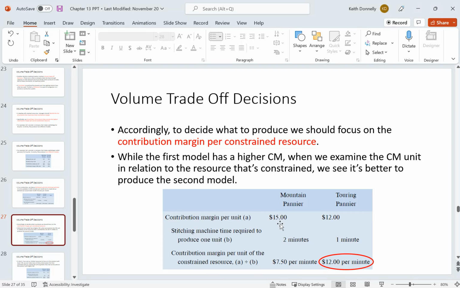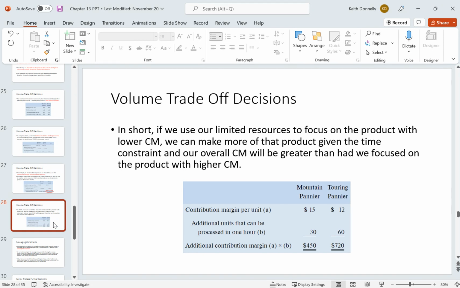So what we do here is we take the contribution margin per unit, and we divide it by the time, the stitching time for each one. We're looking at $7.50 per minute for Model A, $12 per minute for Model B. It makes more sense here. We're going to have a bigger contribution margin per unit of the constrained resource. That is to say, based on the amount of time it takes to go through the stitching machine, we should make Model B. That's what it's saying there.